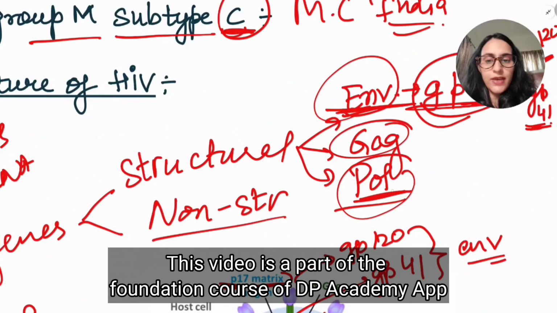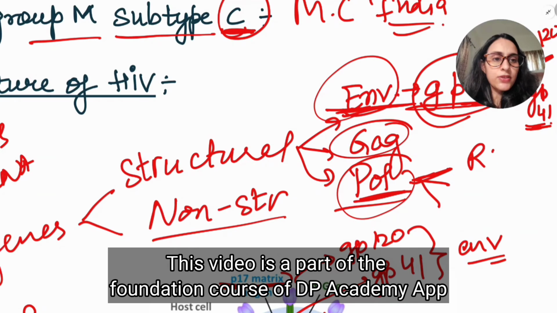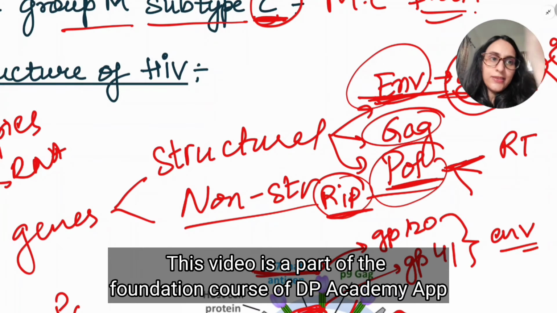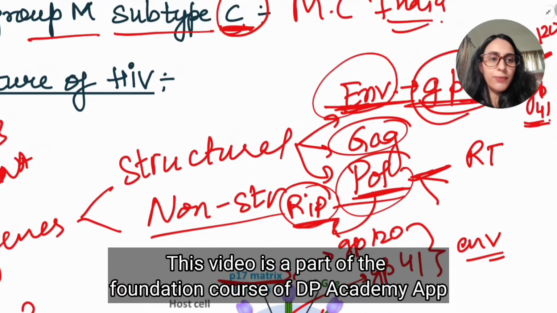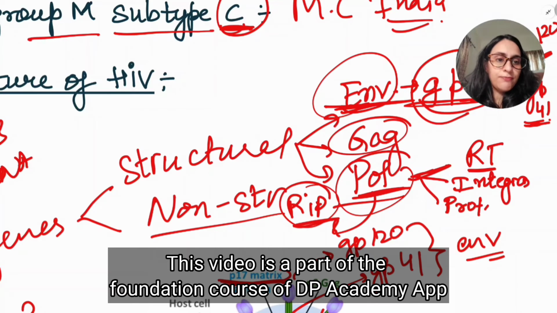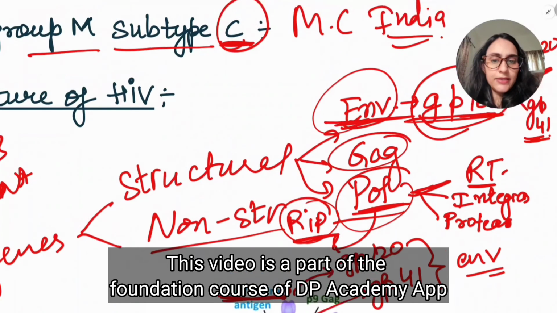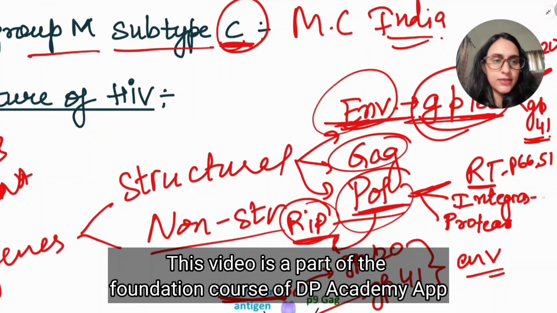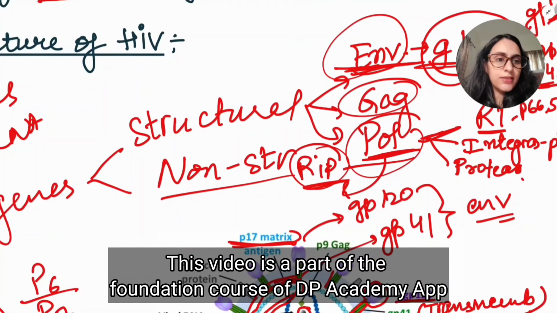The third structural gene we have is pol. In the pol, again, we have three enzymes. Remember the three enzymes as RIP, rest in peace. Someone strikes from the pole and dies, so from the pol it is rest in peace. R is reverse transcriptase, I is integrase, and P is protease. Reverse transcriptase is P66, P51. Integrase is P32, and protease is P12.